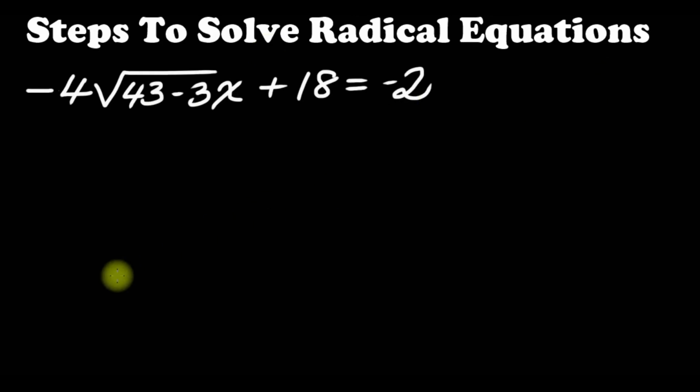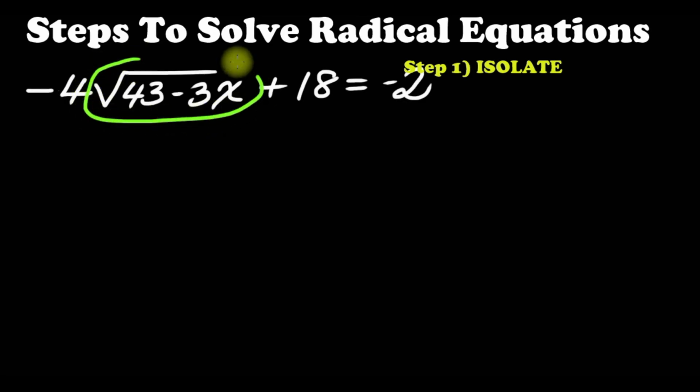So let's take a look at step 1. The first thing we have to do is isolate the radical sign. So we have to get the radical sign all by itself on one side of the equal sign. So that means we have to get rid of the positive 18 and the multiplication by negative 4. How do you get rid of the positive 18? Well, we do the opposite. The opposite of positive 18 is negative 18. So we minus 18 from this side, and then we minus 18 from the other side.